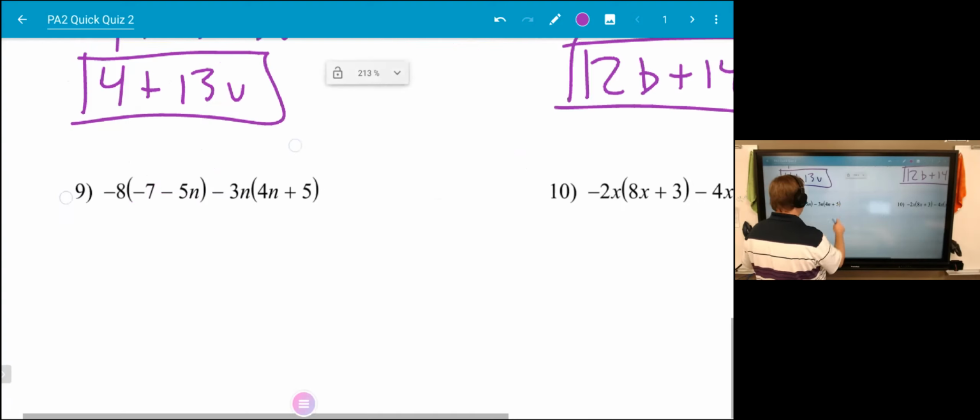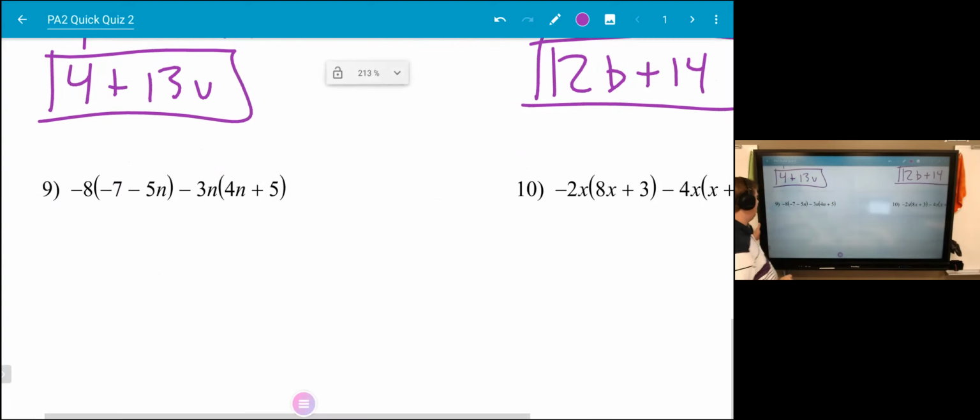Okay, we're going to step it up just a little bit more. We got some distribution with variables here. We're going to take this one step at a time. I'm going to look at negative 8 times negative 7 is a positive 56. Negative 8 times negative 5n is a positive 40n.